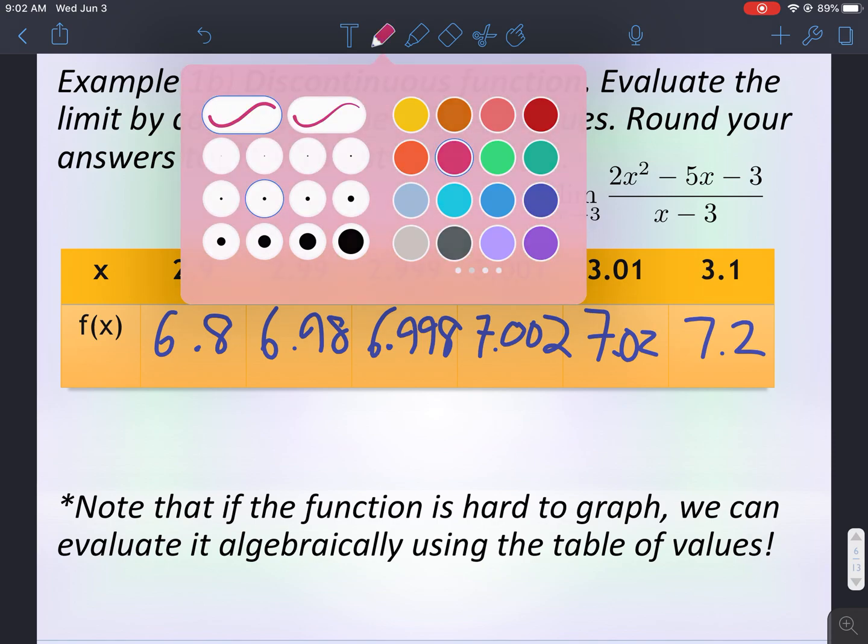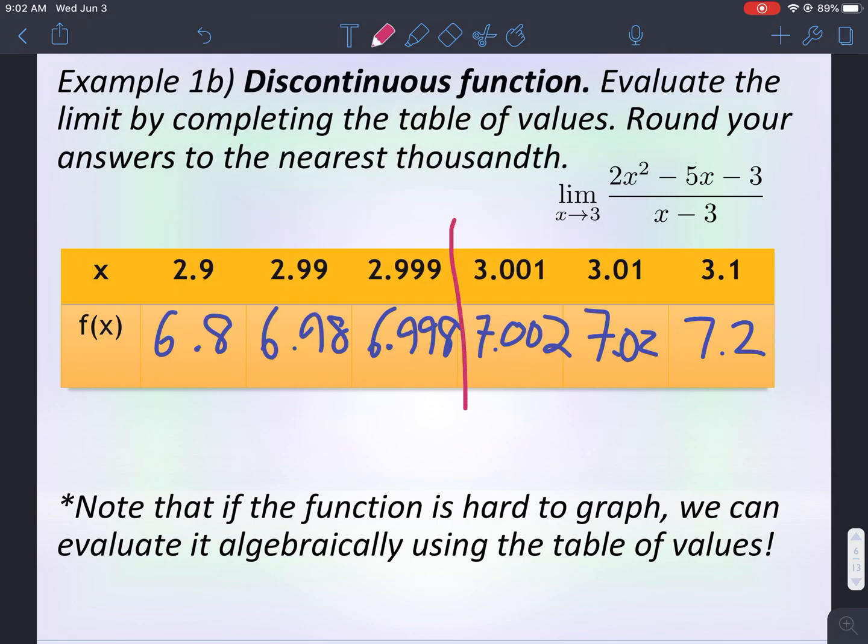So if we look in between here, it looks like the function gets to 7. So I think that the limit is going to be 7. If the function is hard to graph, we can do this table of values and figure out the limit algebraically.